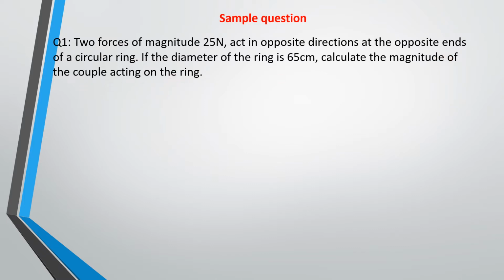Okay, so just as I've said, the force is given to you to be 25 Newton, and then the diameter of the ring is equal to 65 centimeter. So you convert this to meters by dividing by 100, so that will give you 0.65 meters. Okay, so the moment is equal to force times the diameter.